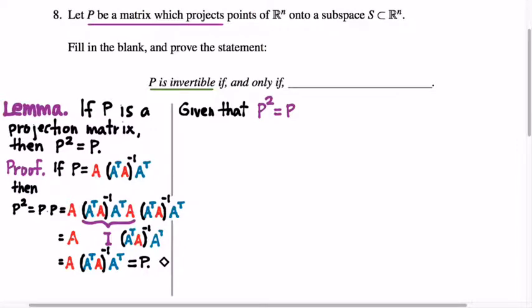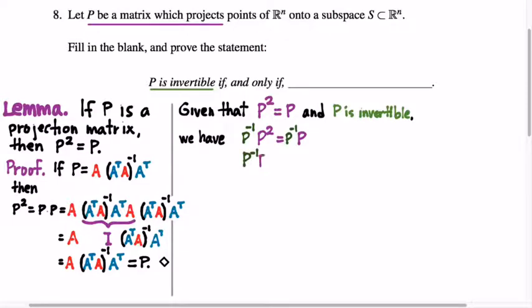Great, so now what happens if P is in addition invertible? So given that P squared is equal to P, and that P is an invertible matrix, we can take the inverse of P and left multiply this equation on both sides by it. And if I do that, then on the left side, P inverse times P squared is P inverse times P, and the P inverse P cancels to the identity. On the right-hand side, P inverse P cancels to the identity, and so when all the dust settles, P, on the left, is equal to the identity matrix on the right.